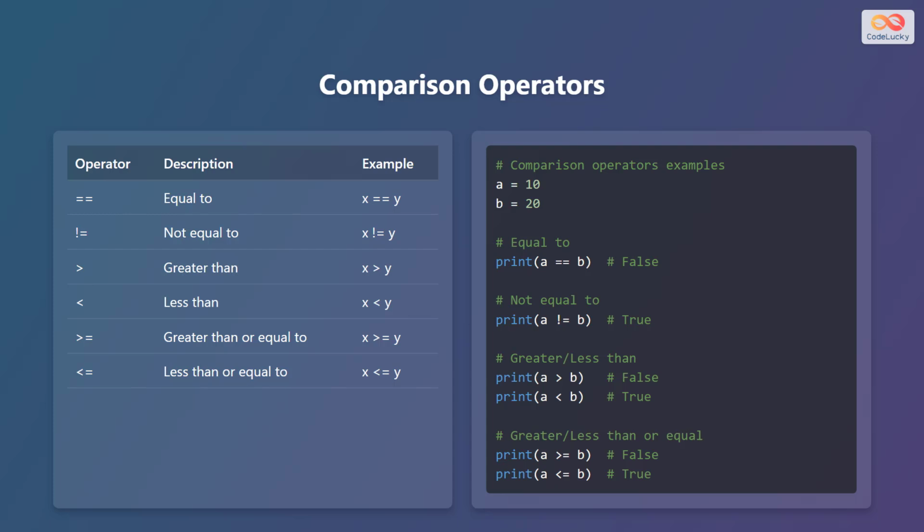Here is an example of how we can use these operators in code. We have two variables, a and b, initialized to 10 and 20 respectively. The code then prints the result of various comparison operations between a and b, such as a equals b, a not equals b, a greater than b, and so on. The output will show true or false for each comparison.